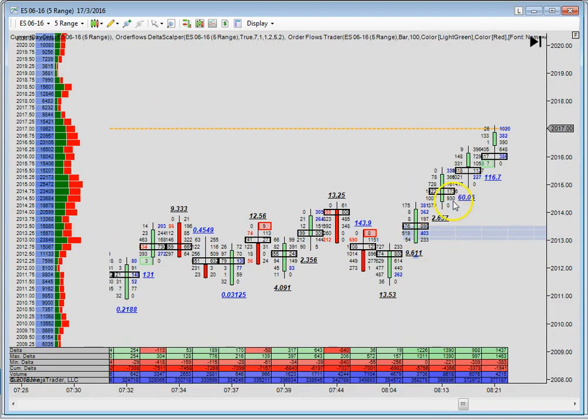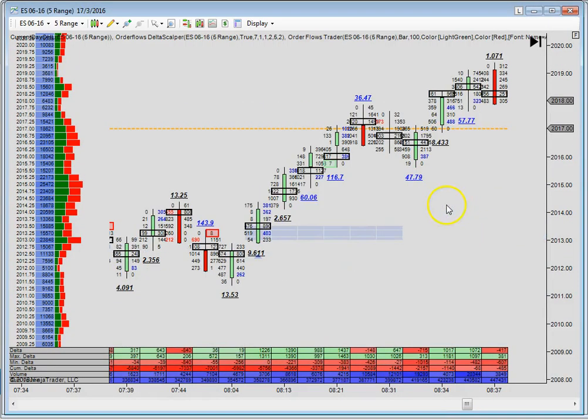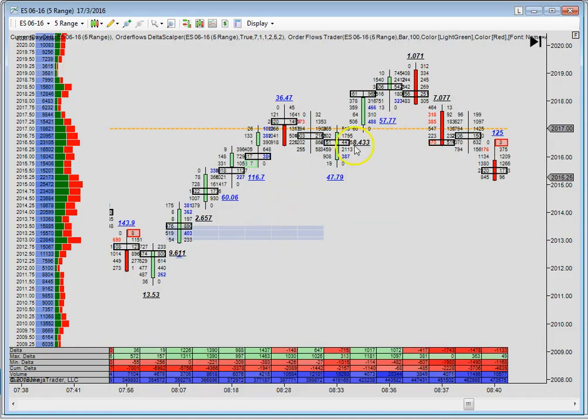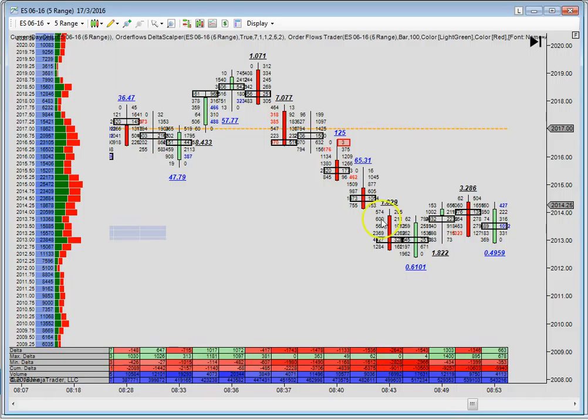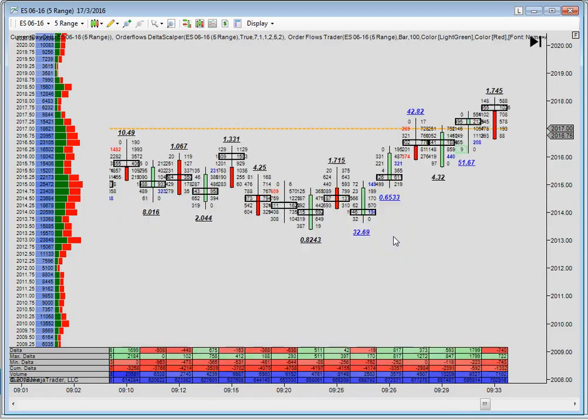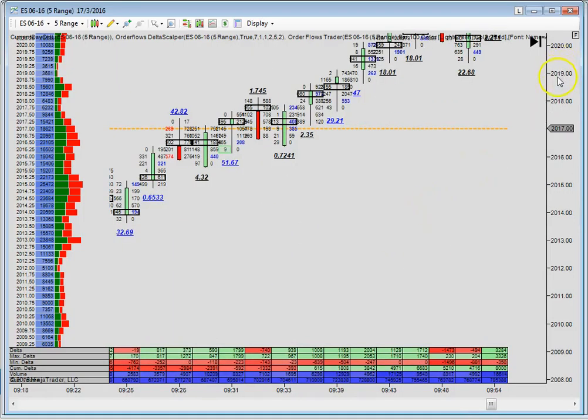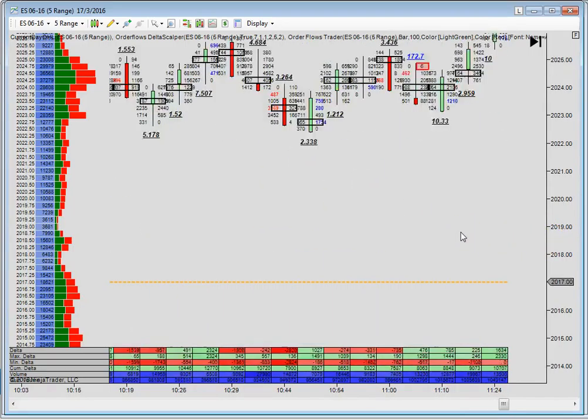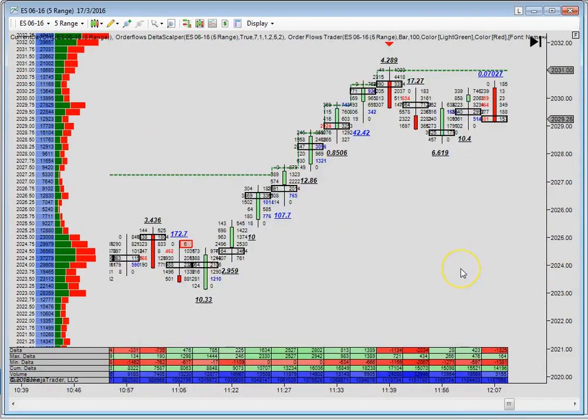Here you get one just after 8, roughly around the 2014 level. We traded up to 19. We came back down to this level, hung around, went sideways. Eventually started rallying again.